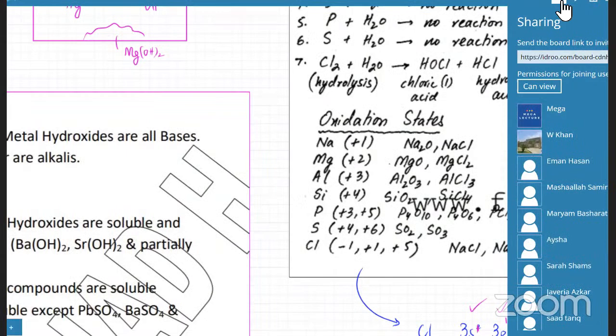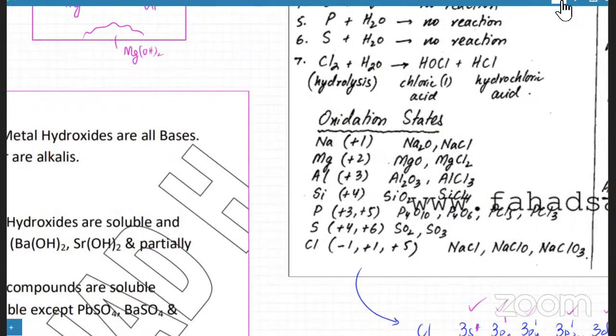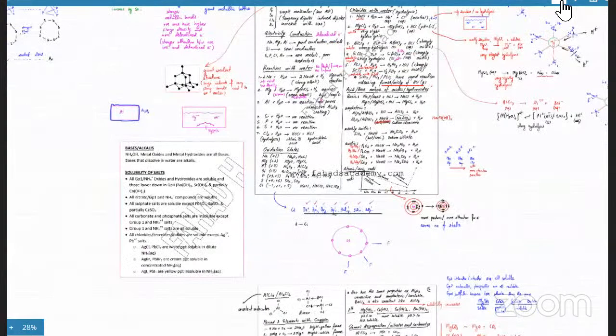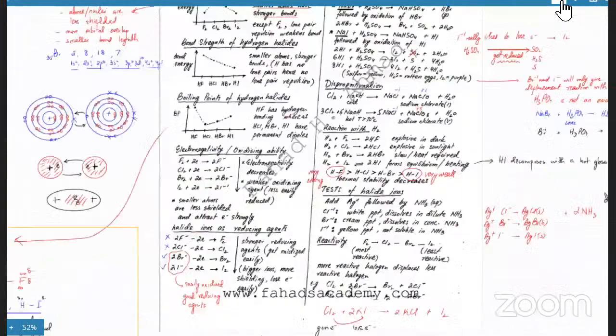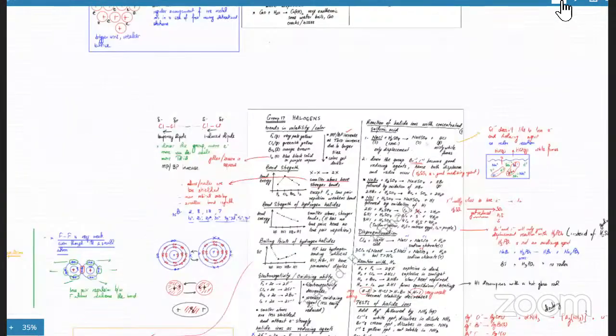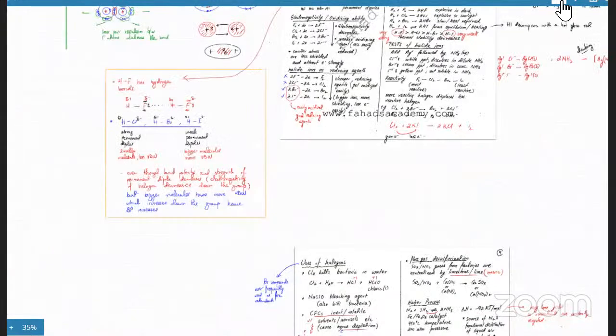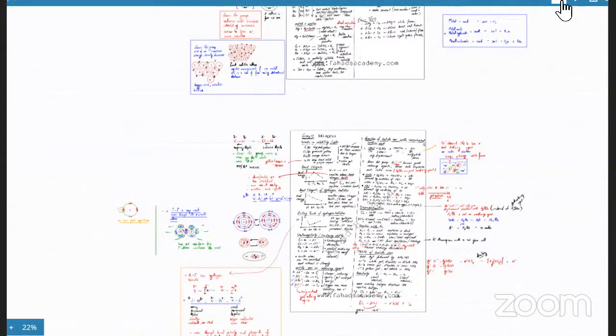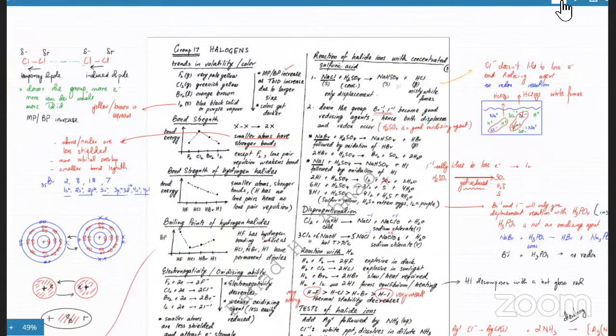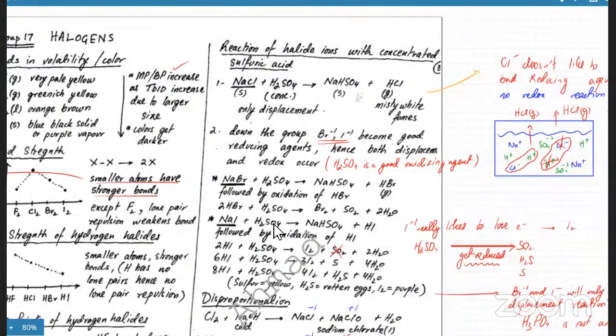Okay, here are the inorganic reactions. So I think it's this one. No, not this one. It is this one. As this part. Remember, this comes very often.